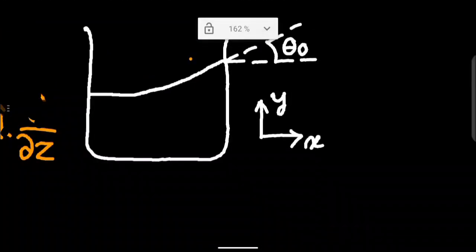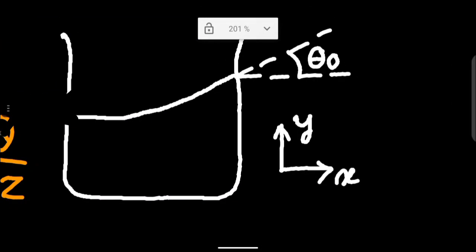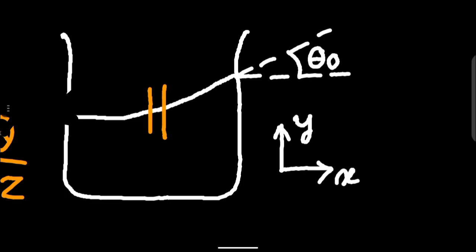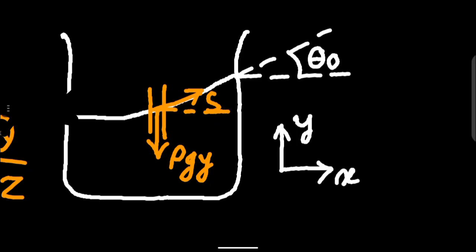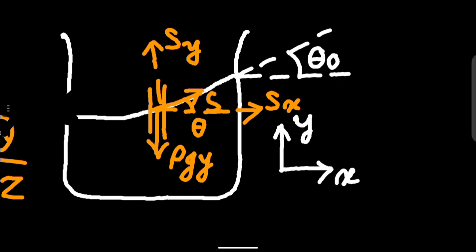We have been given a jar like this. This is the fluid here, and the surface is like this. Let me consider a small element here, and here the pressure will be rho g y, and there will be a surface tension S, which you can divide into two components. This is theta, and this is the vertical component of surface tension, Sx, and this is the horizontal component of surface tension, Sy.